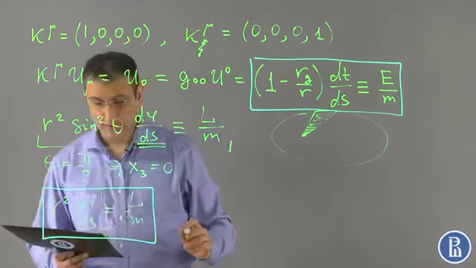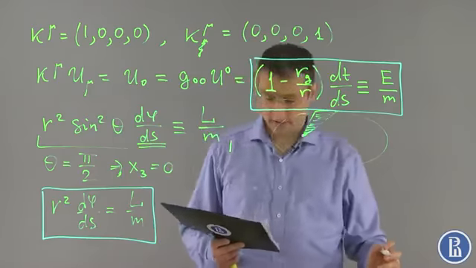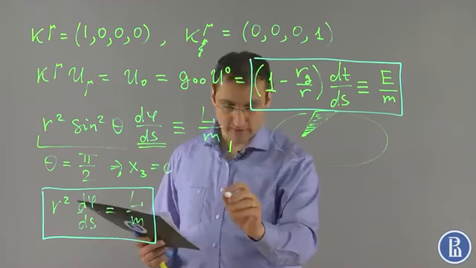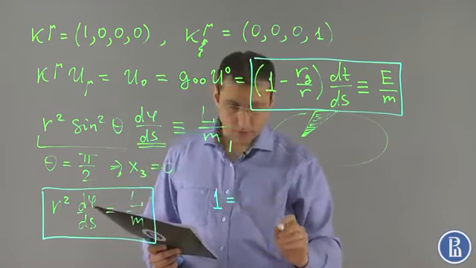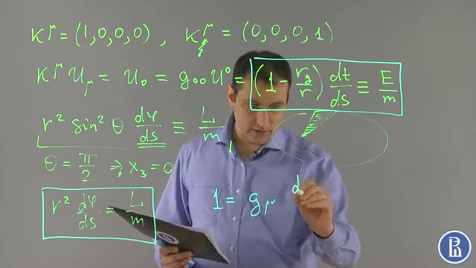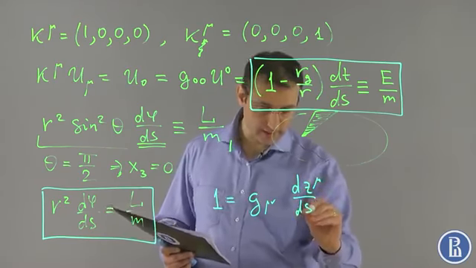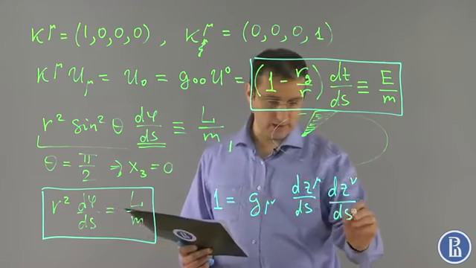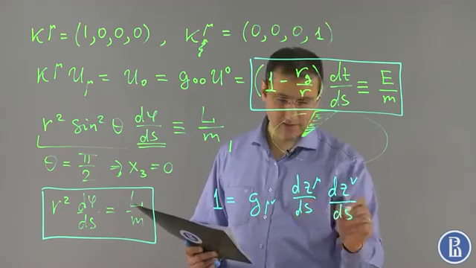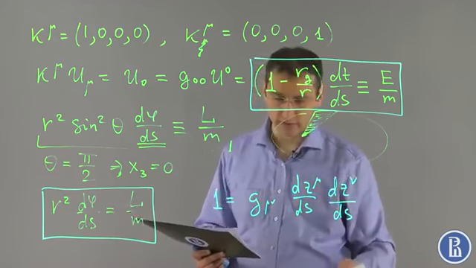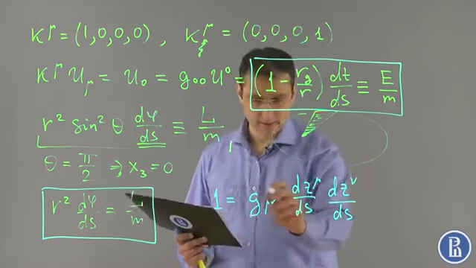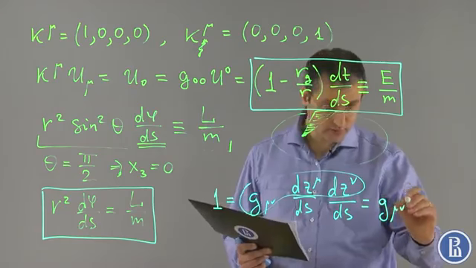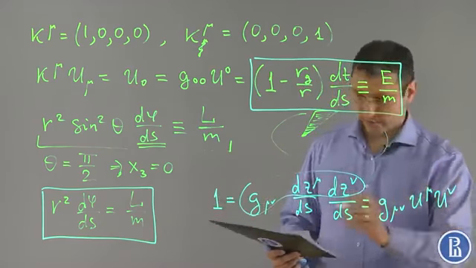So remember that for the four-velocity vector we have the following equality: 1 is equal to g_μν dz^μ over ds dz^ν over ds. Just because in the denominator we have ds squared, and in the numerator we also have ds squared. That's the reason this is 1. So this is ds squared, which means that g_μν u^μ u^ν is equal to 1.